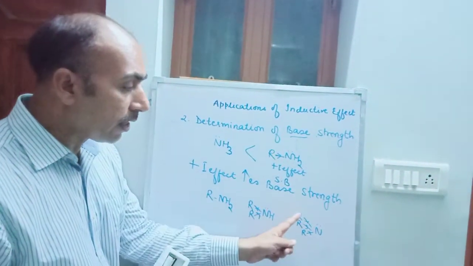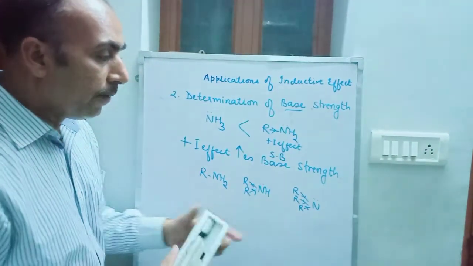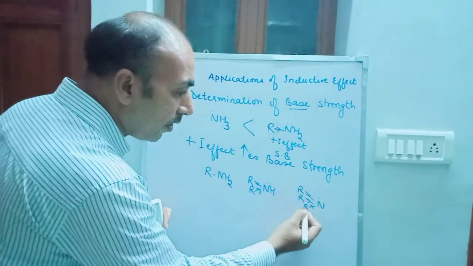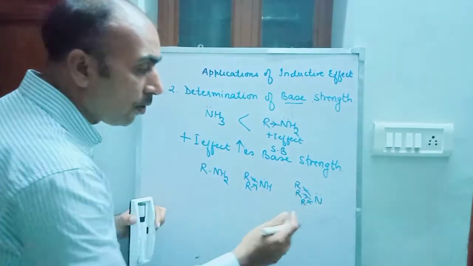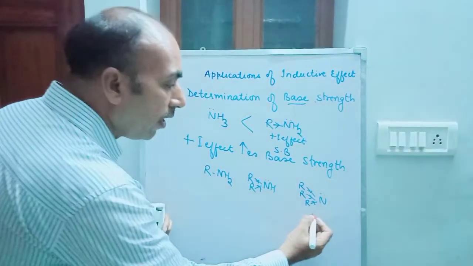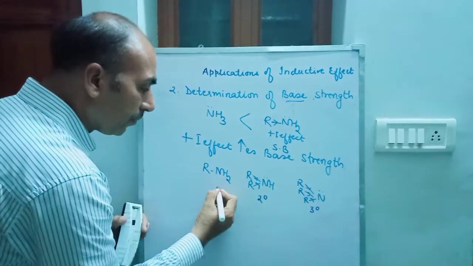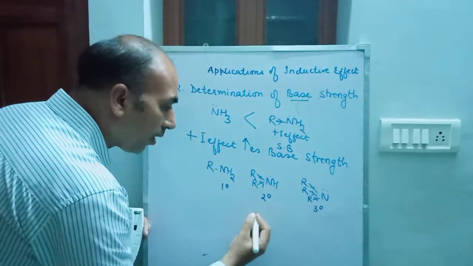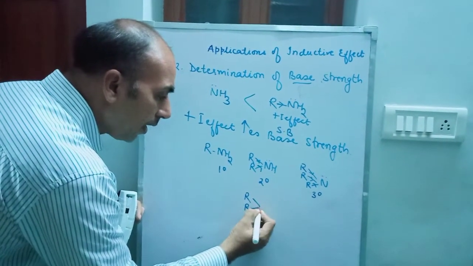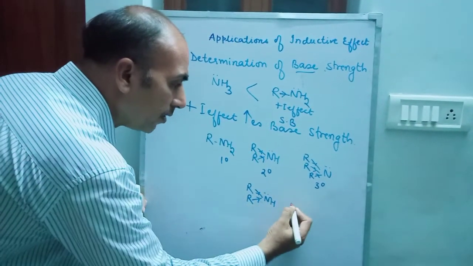What happens in case of alkyl group? Due to the size of these alkyl groups, they create a steric hindrance. They develop a steric hindrance, so the electrons are not readily available for the acid, and the 3-degree amine becomes lesser basic than 2-degree amine. Out of these two, if we compare them, the secondary amine is more basic as compared to 3-degree due to steric hindrance.